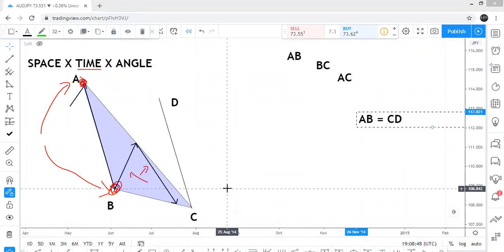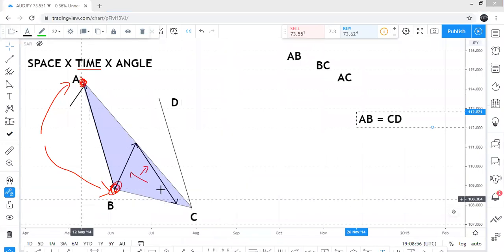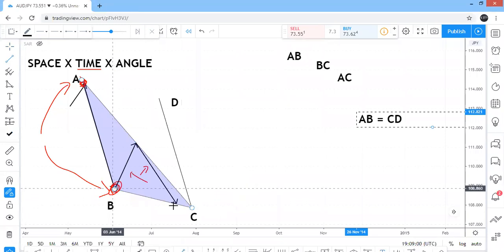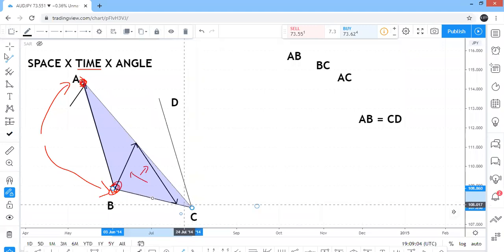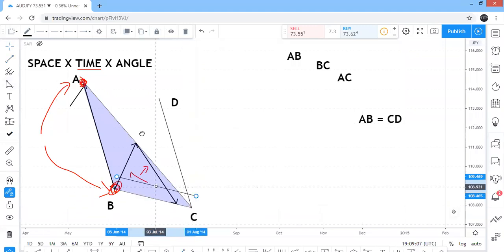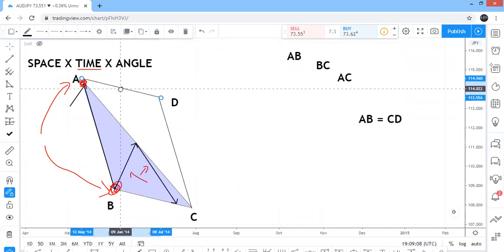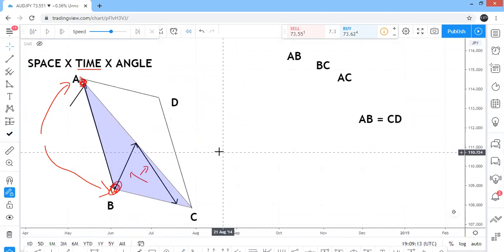ABCD. Okay, so AB equals CD. It means the same length, same everything. You don't need to manipulate it to make it look better. So how do we get our fourth side? We now get the distance of B to C, and then we move that B to C to match A and D. And now you have your four sides.